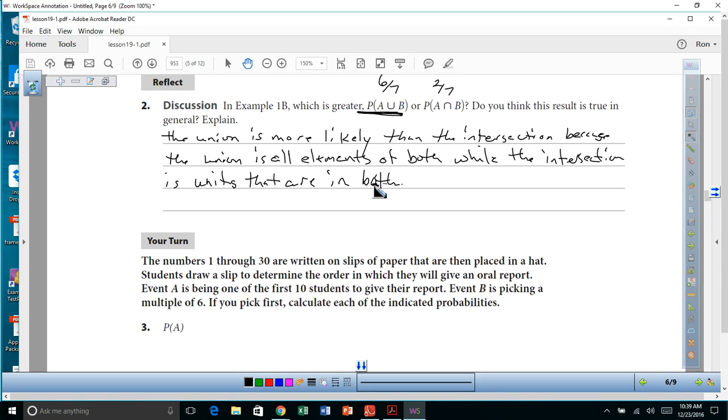Do you think this result is true in general? Yes. The union is all elements of both, while the intersection is the elements that are in both. Okay, so more than likely the union will be a higher probability than the intersection. And the only time that they would be the same is if set A equaled set B. They were the same. All right.